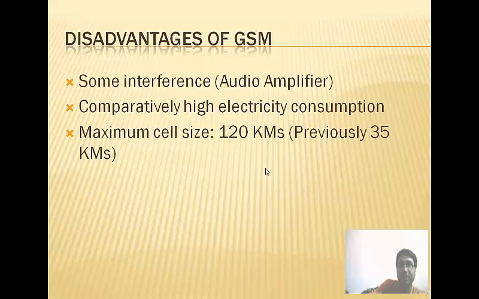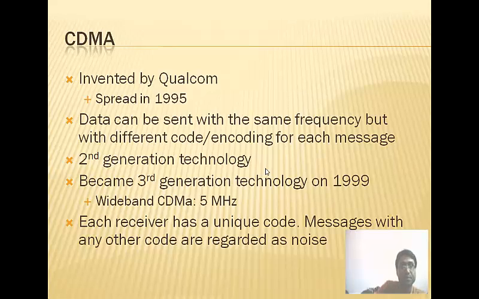Disadvantages of GSM: there is some interference and comparatively high electricity consumption. That means battery life is not much. Maximum cell size can be 120 kilometers. Previously it was 35 kilometers.